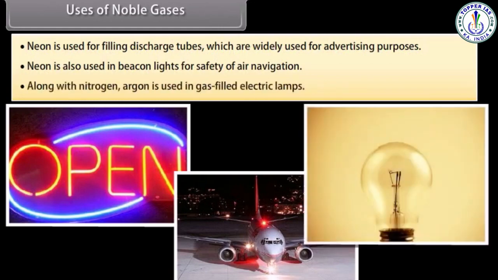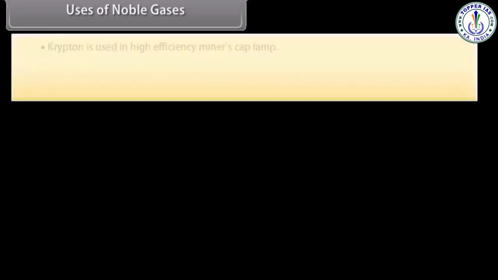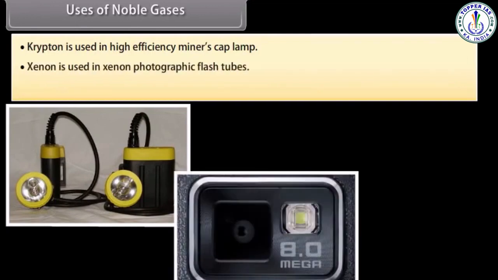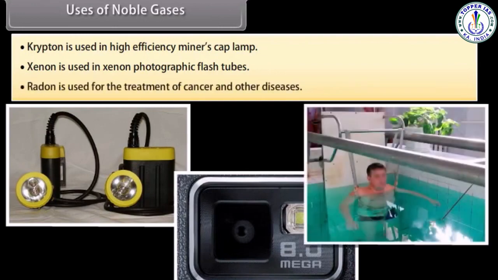Along with nitrogen, argon is used in gas-filled electric lamps because argon is more inert than nitrogen. Krypton is used in high-efficiency miner's cap lamps. Xenon is used in xenon photographic flash tubes. Radon is used for the treatment of cancer and other diseases.